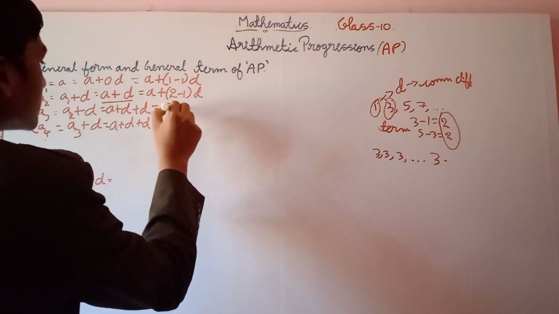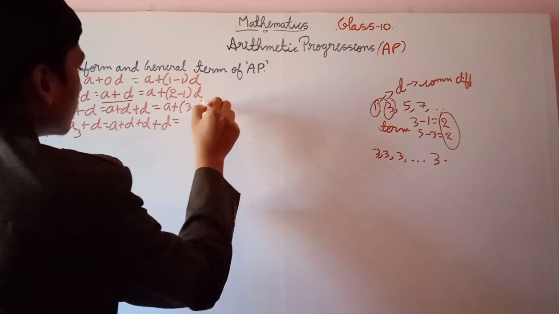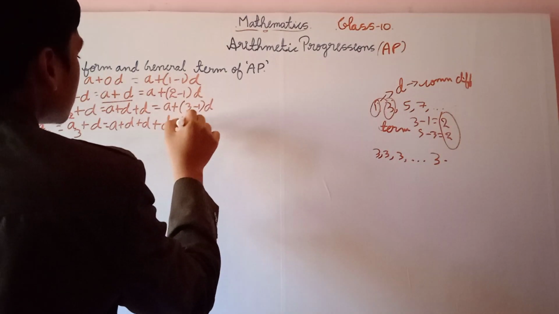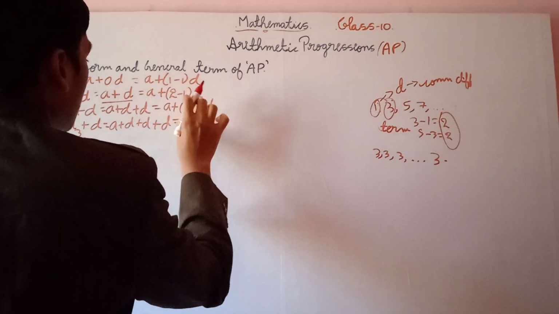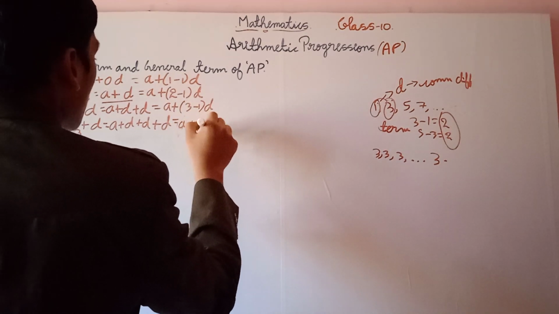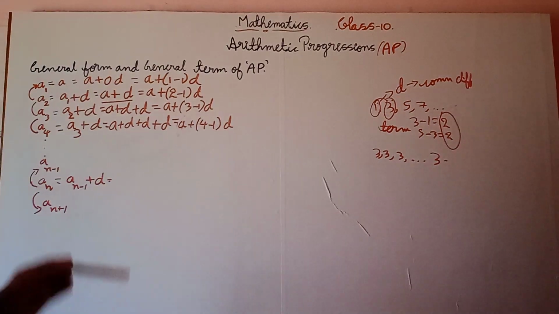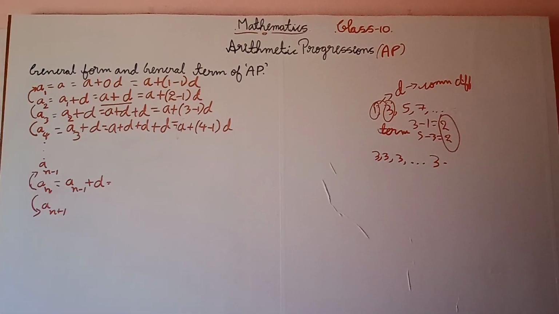a plus (2 minus 1) into d, right? Similarly, the third term as a plus (3 minus 1) into d. Similarly, the fourth term as a plus (4 minus 1) into d, right? So similarly, we can write the last term as given below.